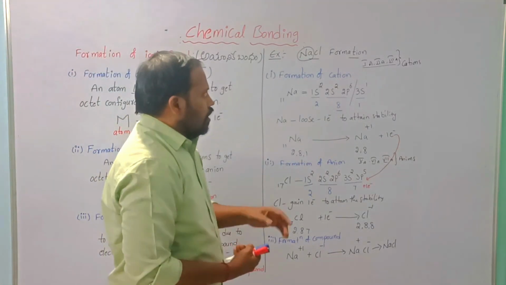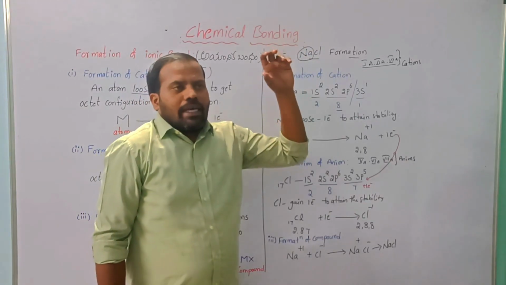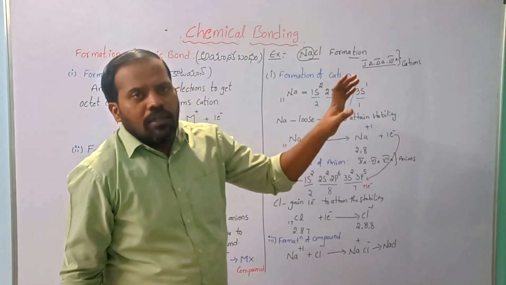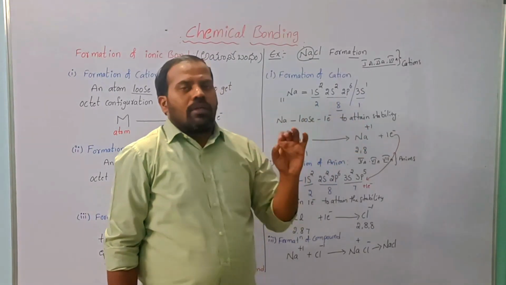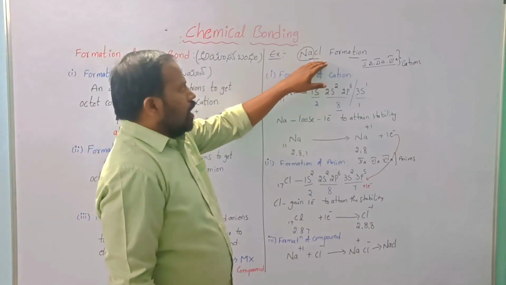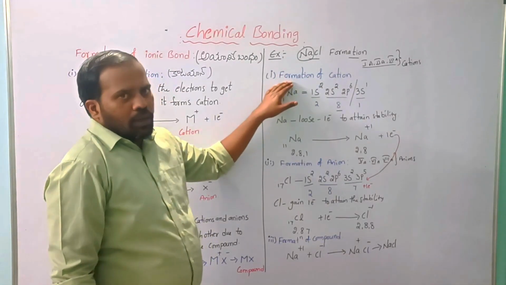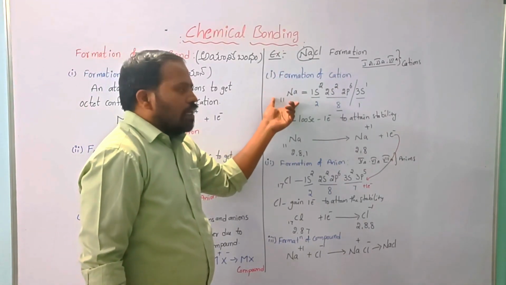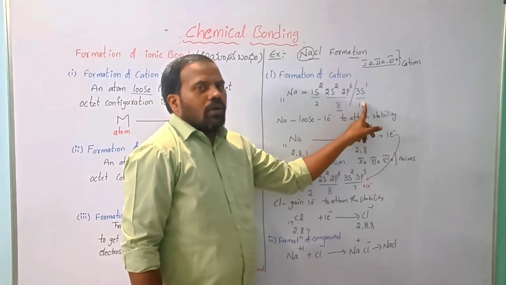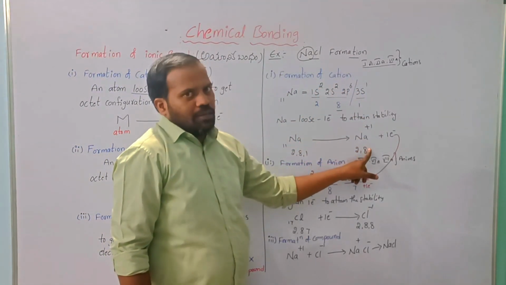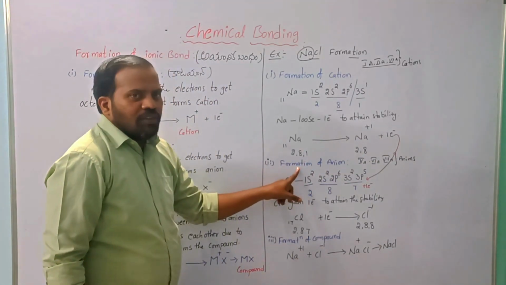So once again you can see here the NaCl formation. If they ask a question like explain the formation of the NaCl compound, or define ionic bond, explain with one example, how should we explain? For NaCl formation, I am taking the example. First we have to write the formation of the cation. What is the cation here? Sodium. Sodium configuration: if it loses the one electron, then it will attain the stable noble gas configuration. Then formation of anion.